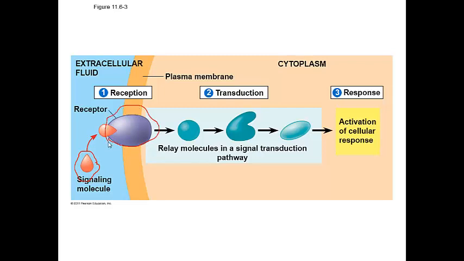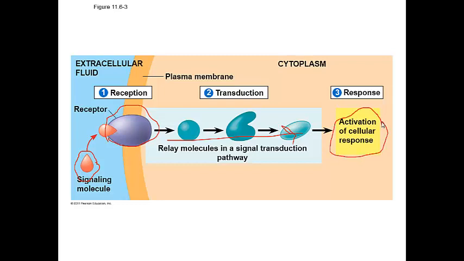Once the hormone binds to a receptor in the cell membrane, it's going to initiate a transduction pathway. This usually involves passing the message throughout the cell using protein kinases or other second messengers. This is going to lead to some type of cellular response.